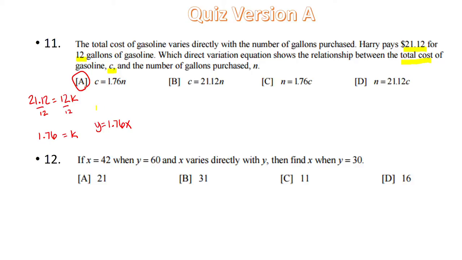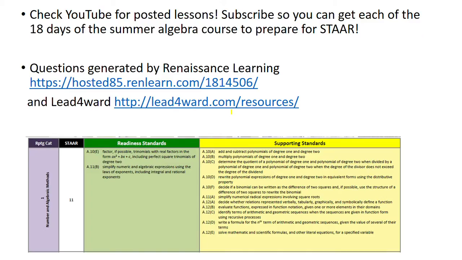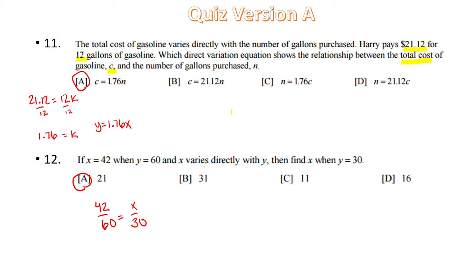On number 12, if you set up a proportion, which is the easiest way to do this problem, it's going to be 42 over 60 equals x over 30. Cross multiply and divide by 60, then your answer is A.